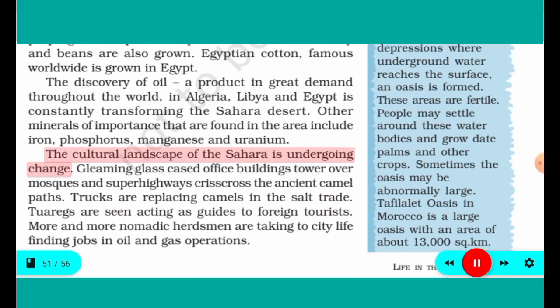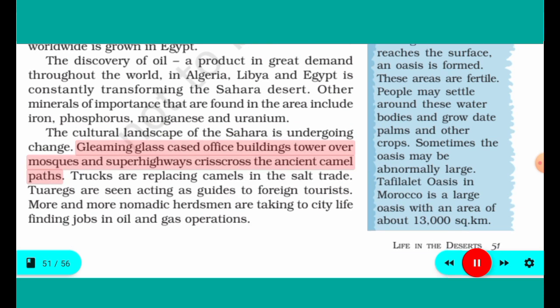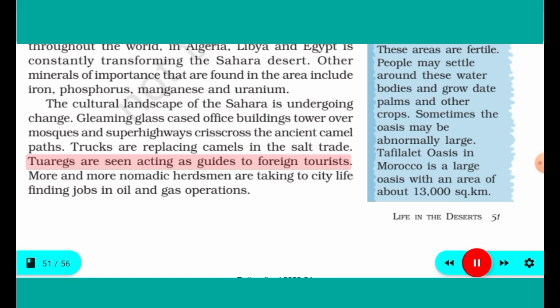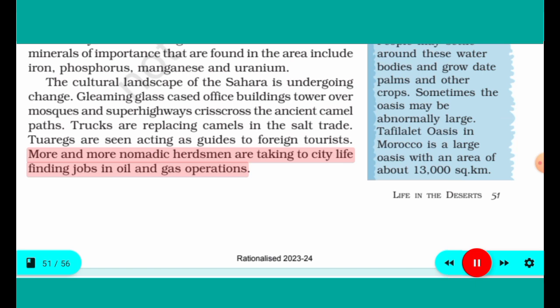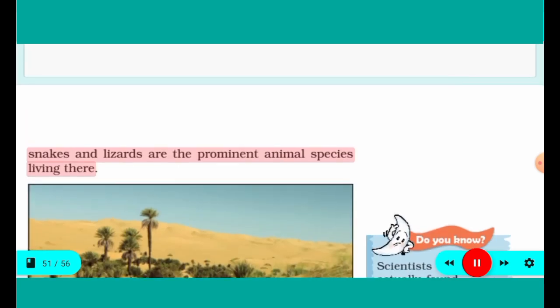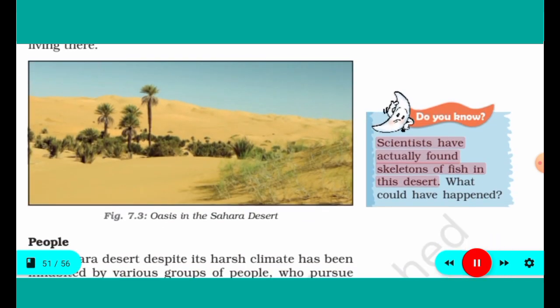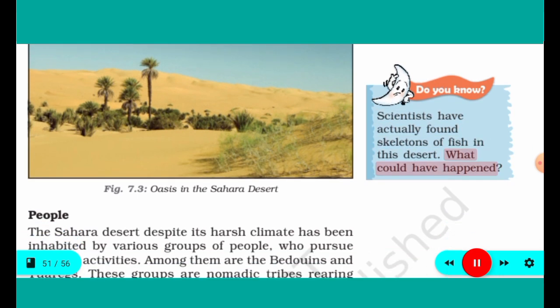The cultural landscape of the Sahara is undergoing change. Gleaming glass-cased office buildings tower over mosques and superhighways crisscross the ancient camel paths. Trucks are replacing camels in the salt trade. Tuaregs are seen acting as guides to foreign tourists. More and more nomadic herdsmen are taking to city life, finding jobs in oil and gas operations. Snakes and lizards are the prominent animal species living there. Do you know? Scientists have actually found skeletons of fish in this desert. What could have happened?